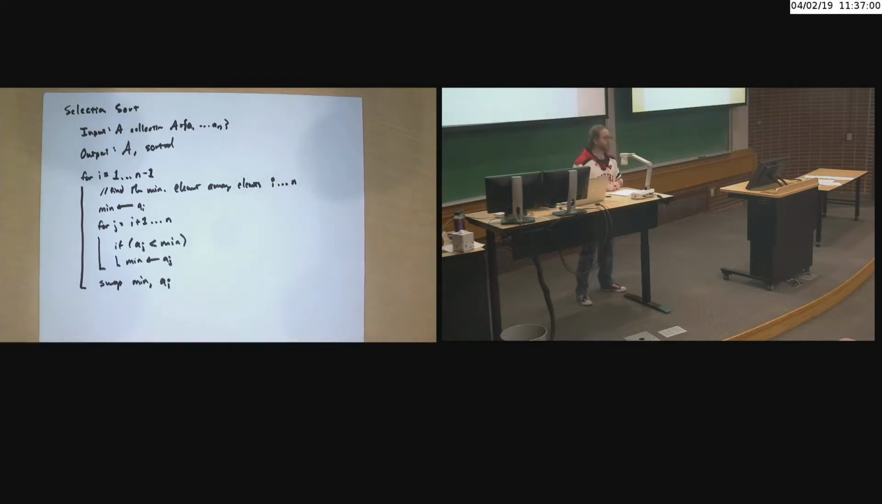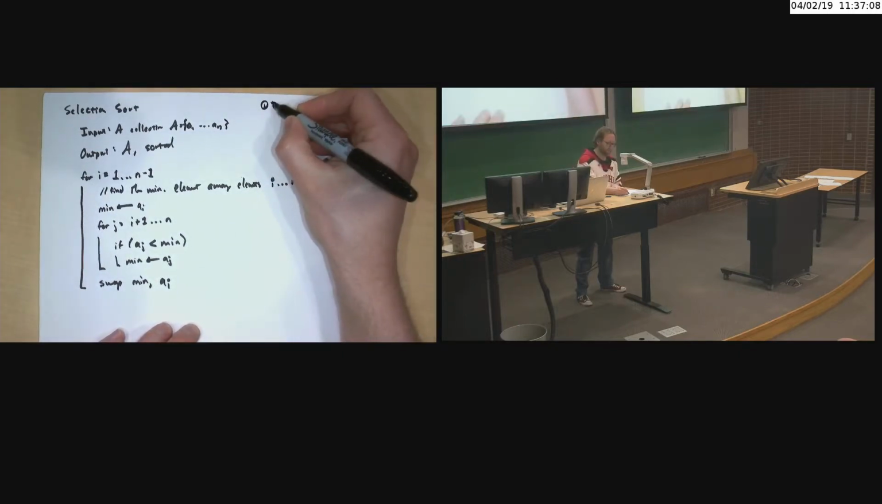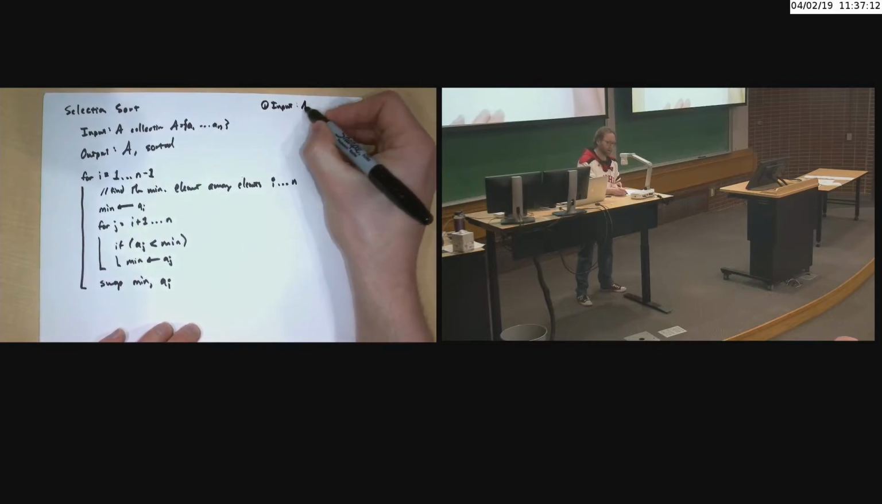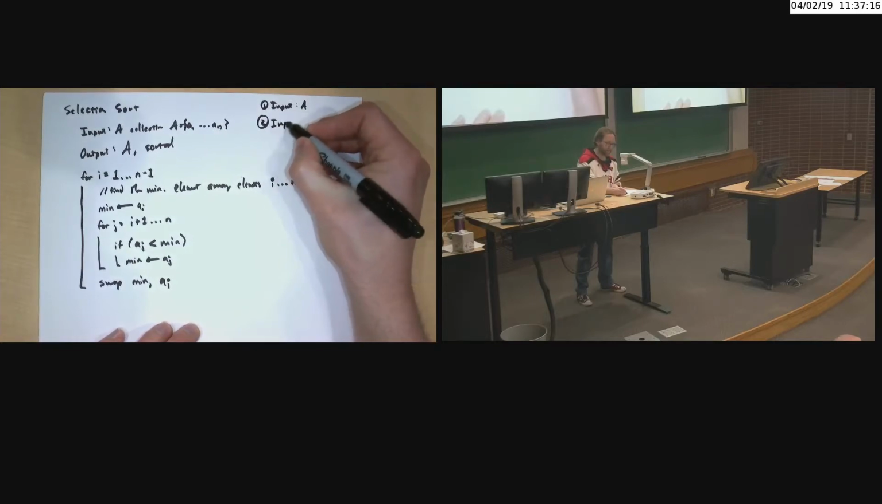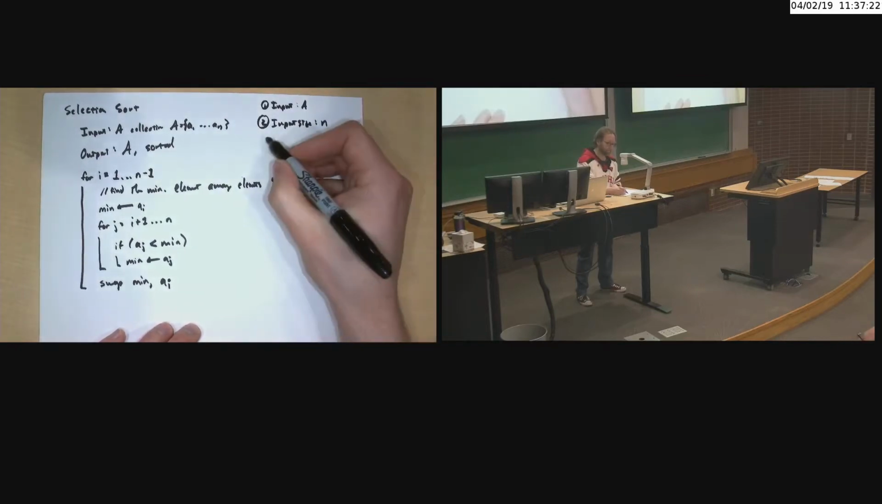There's great pseudocode for selection sort. Now we need to go through our 5-step process. I'll start up here. 1, the input, again, good pseudocode, that's done for you, is the collection A. 2, input size. Good pseudocode, it's going to be n, okay?